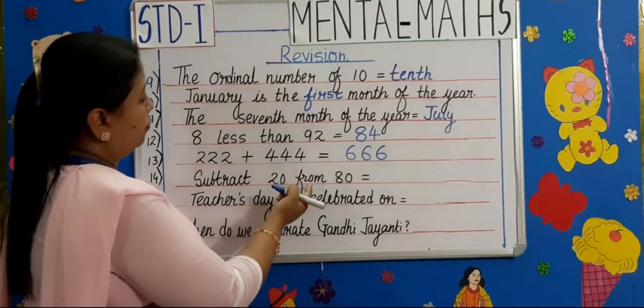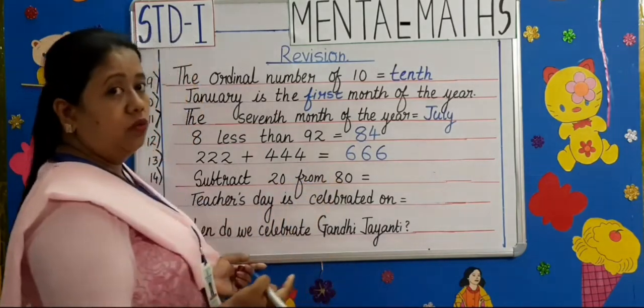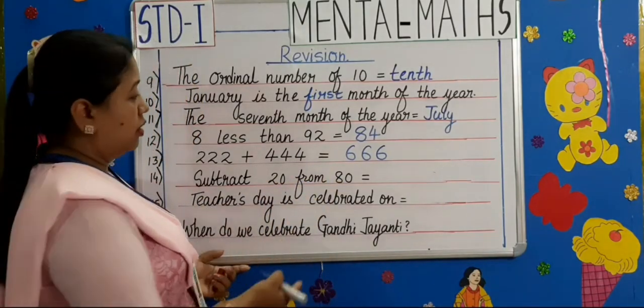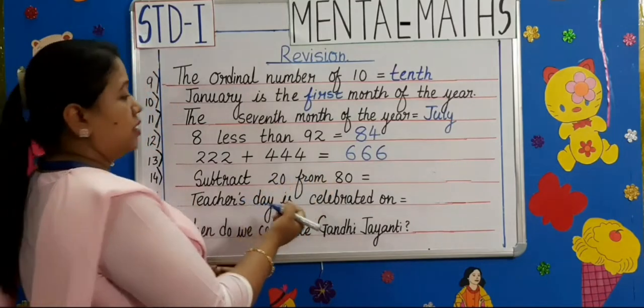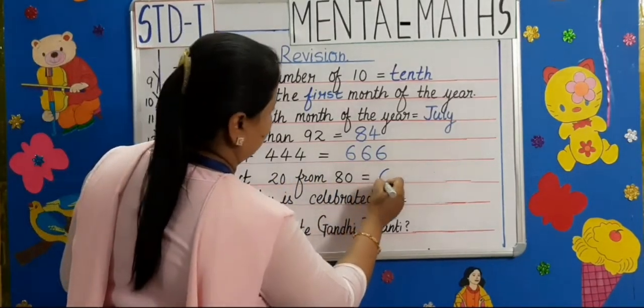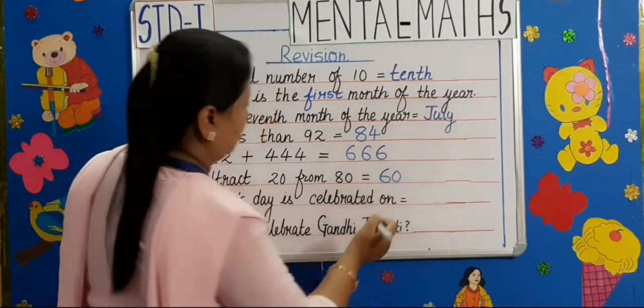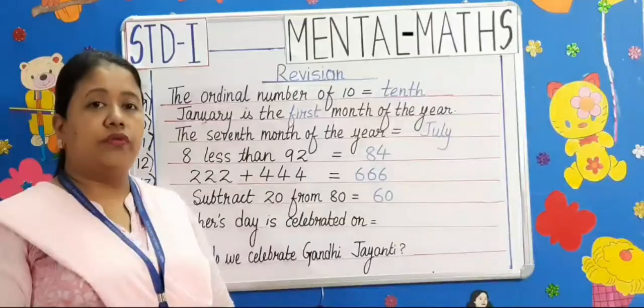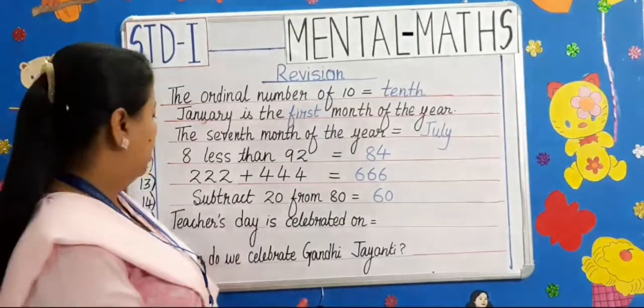Subtract 20 from 80. Here we have to do subtraction. 80 minus 20. Yes, that is 60. Moving on to the next question.